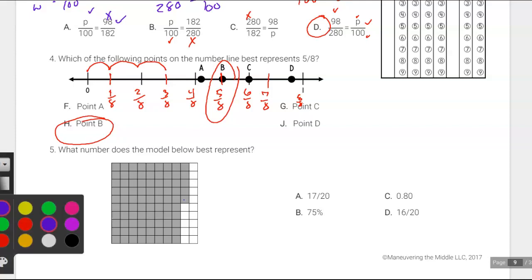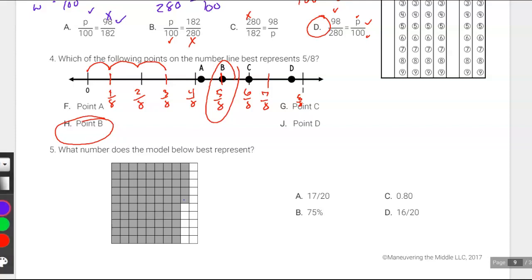Number 5, we have a hundreds grid. I'm going to look at my columns because I've got full columns, which means I've got 10, 20, 30, 40, 50, 60, 70, 80. And that's not a full column, so that's 80, 1, 2, 3, 4, 5. That's 85%. I'm going to go back and look at my question because it didn't really matter until I figured out what that was. What number does the model represent?